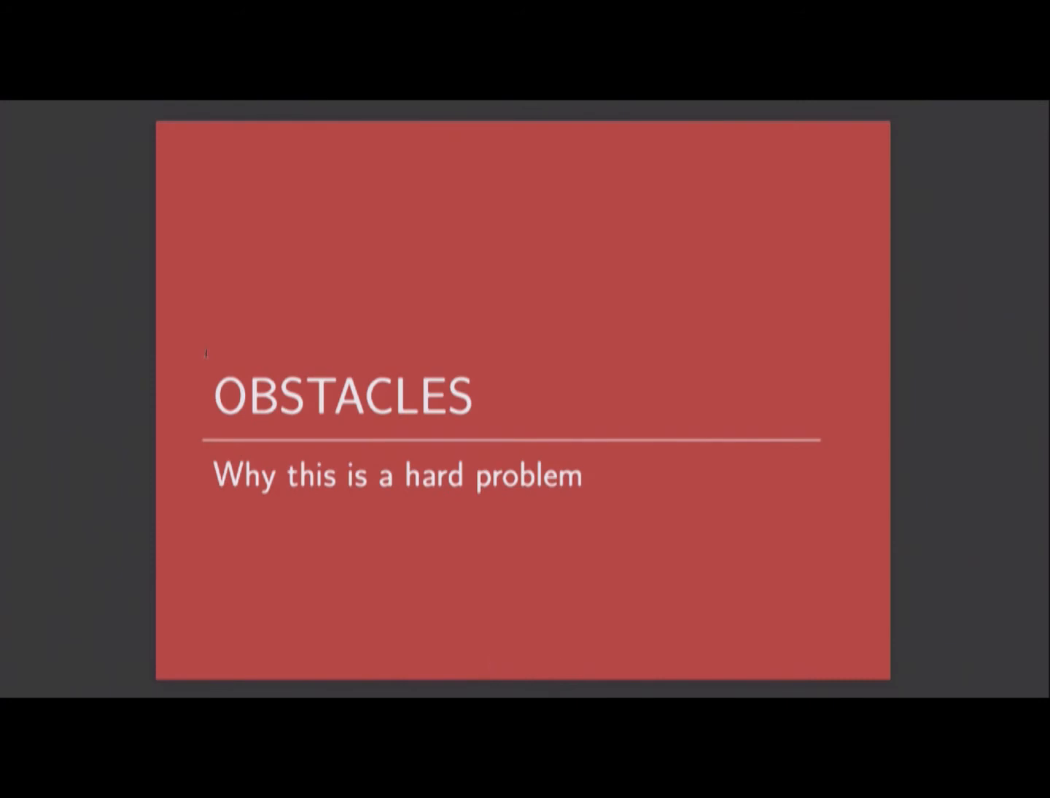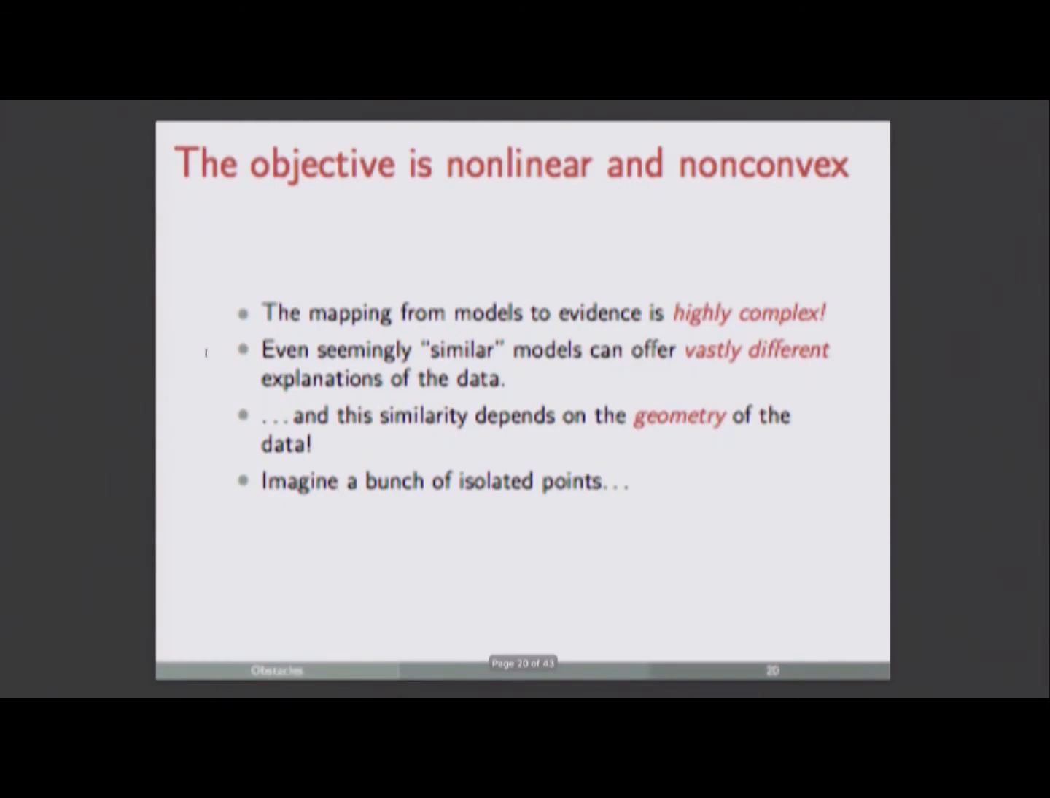Okay, so let's think a little bit about why this problem is a hard problem as I've laid it out. So we've got this optimization problem. But the function we're trying to optimize, this model evidence function, is an extremely complicated function. The mapping from models to evidence is highly complex. It's extremely nonlinear.